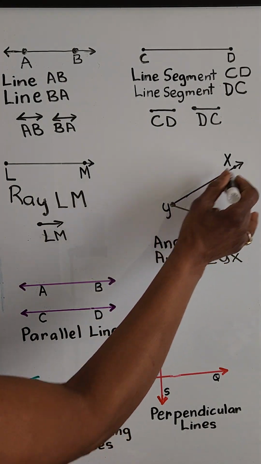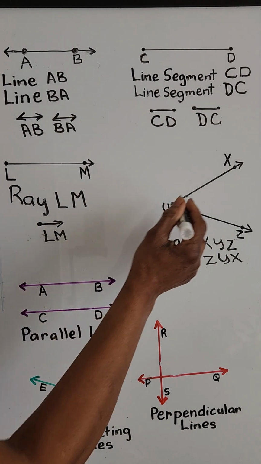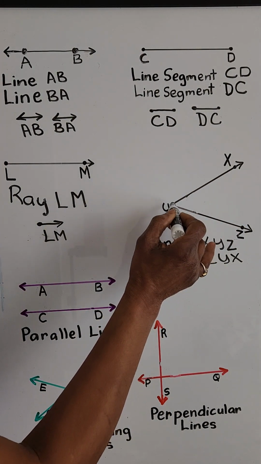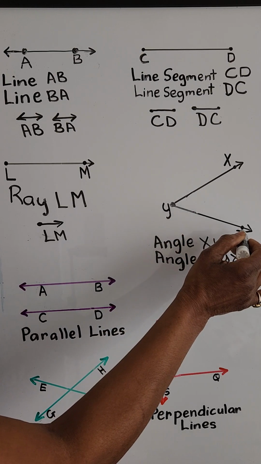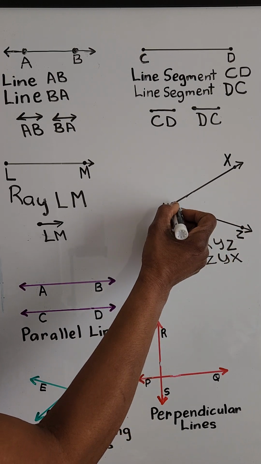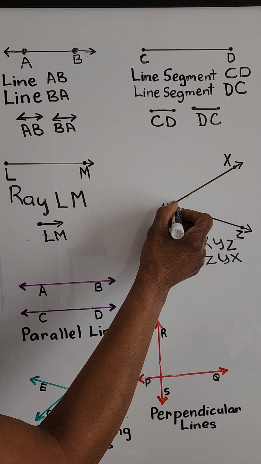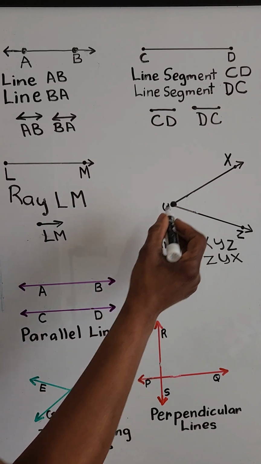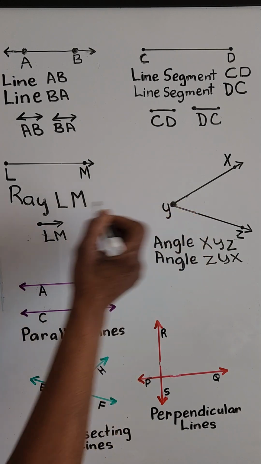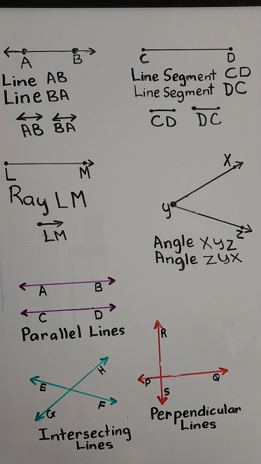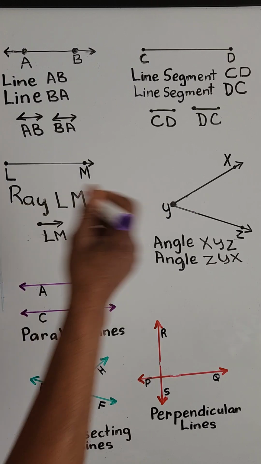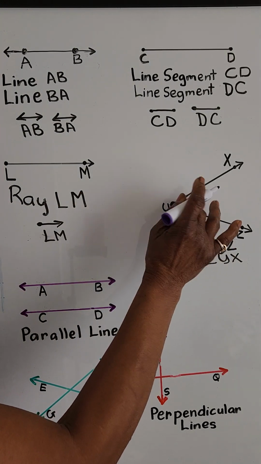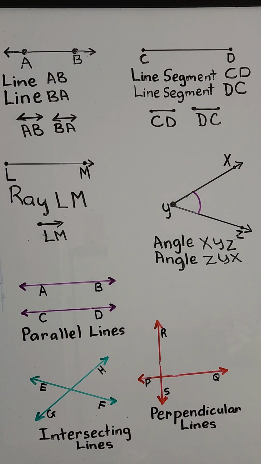So to form the angle, we have two rays, ray YX and ray YZ. Where the two rays meet, we call that the vertex, and they form the angle inside, which we call the angle.